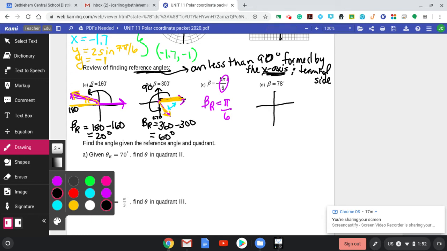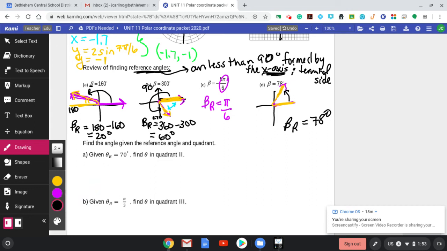If I graph that, that would be in quadrant 1, right here. And again, take a look. What would the reference angle be? The x-axis and the terminal side. So it's 78. So if an angle's in the first quadrant, it's its own reference angle. Okay? All right, a little run through that. I know that was pretty quick, but it was a little bit of a review.